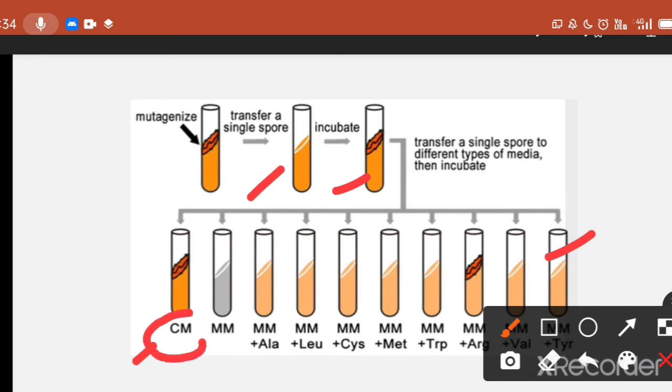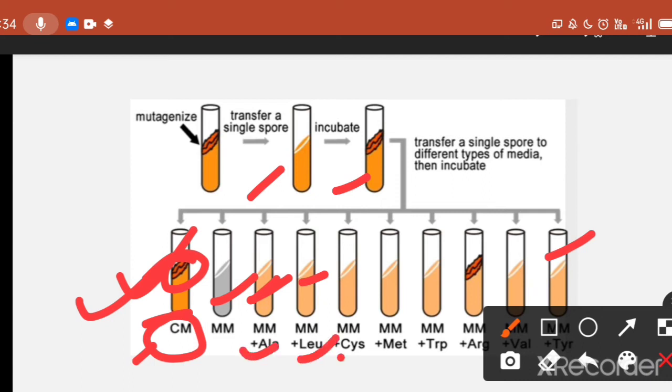As we can see, CM denotes the complete medium, and these spores grow here. These represent the growth of the spores. So these mutagenized spores only grow in the complete medium, but when we supply a medium that consists of sugar and biotin, which is called minimal medium, these spores don't grow. When this minimal medium is supplemented with different amino acids like alanine, leucine, cysteine, methionine, tryptophan, valine and tyrosine, these spores don't grow.